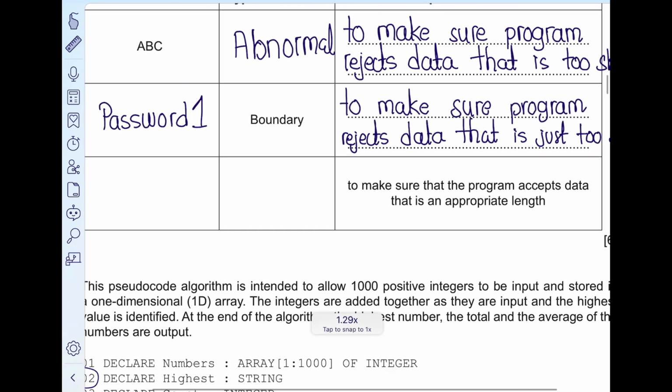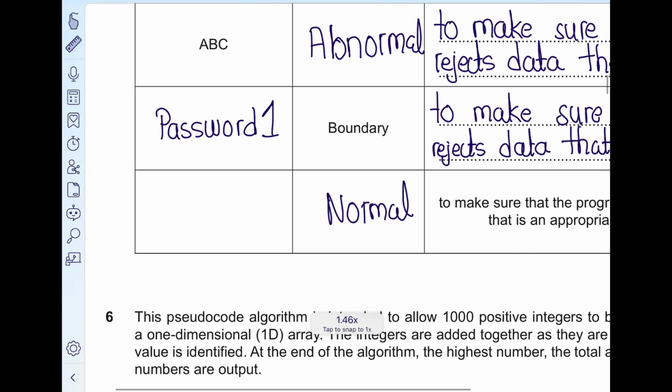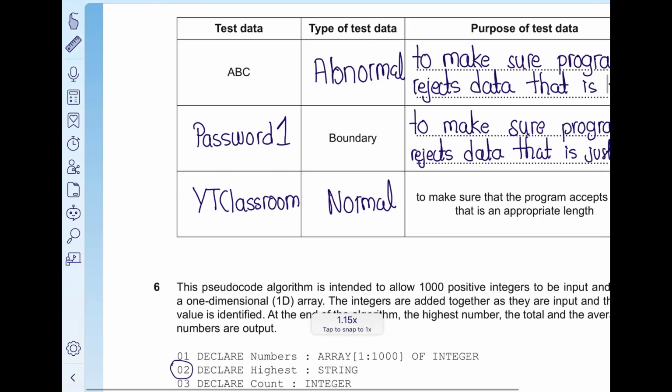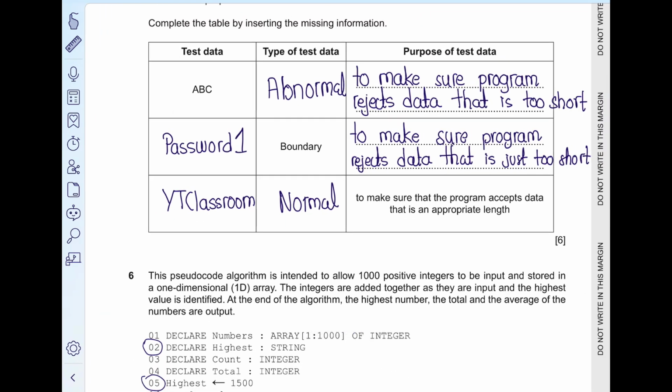And what about this one? Here they're giving us a description to make sure the program accepts it at the appropriate length. So obviously this has to be the normal data, which is greater than 9 characters. For example, I could say YT classroom. So YT, which is 2 characters, 3, 4, 5, 6. Okay, let me just count. So I got 2, 3, 4, 5, 6, 7, 8, 9, 10, 11. 11 characters, that means it has to be accepted. Alright, I hope this is clear.